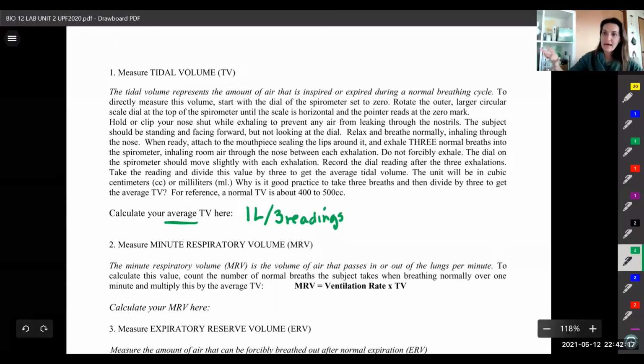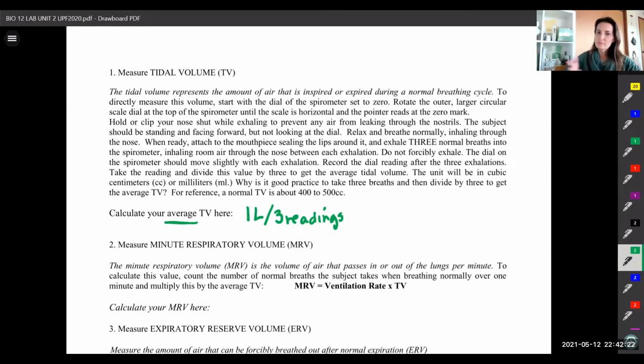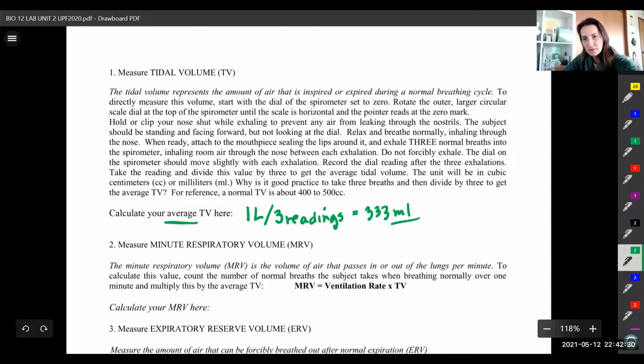And I just want an average for 1 breath, right? 1 tidal volume. So I'm just dividing 1 by 3, right? That would be 1/3. I would say 333 milliliters per breath. That's my tidal volume based on the reading here in my average.